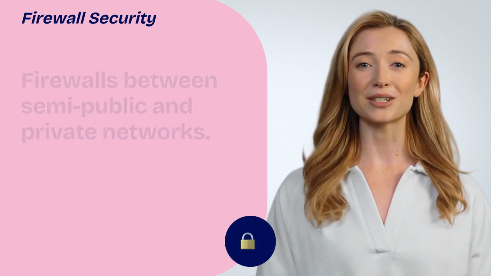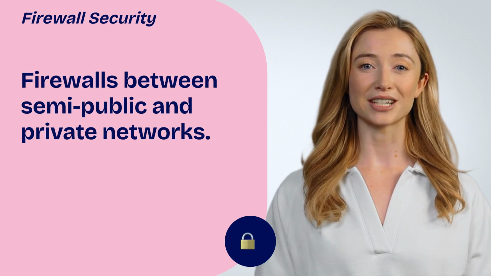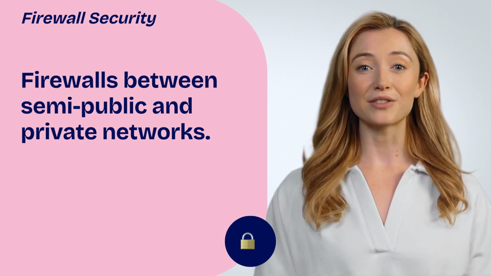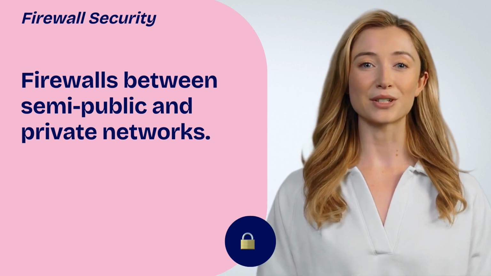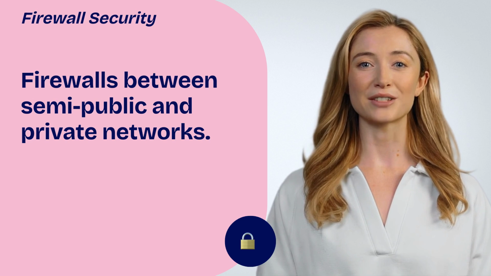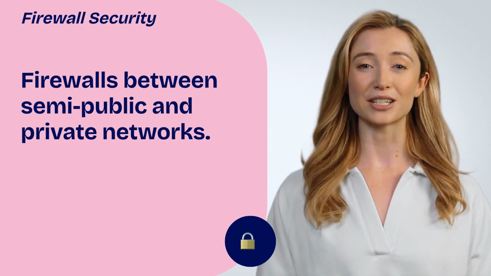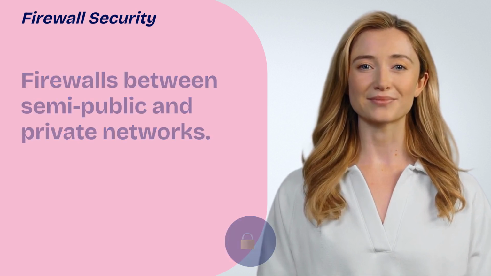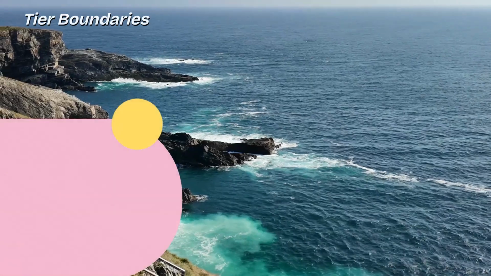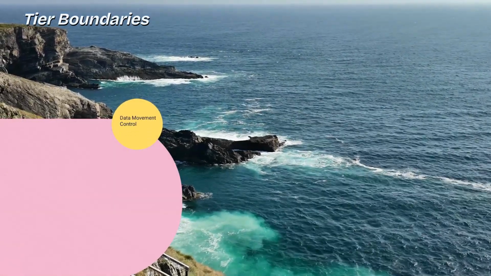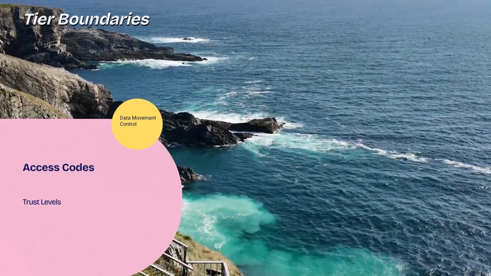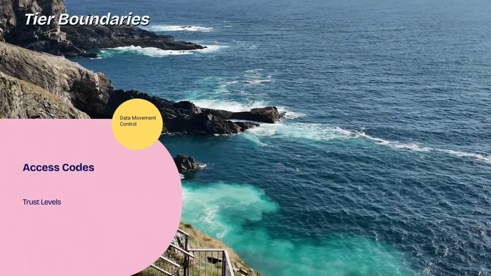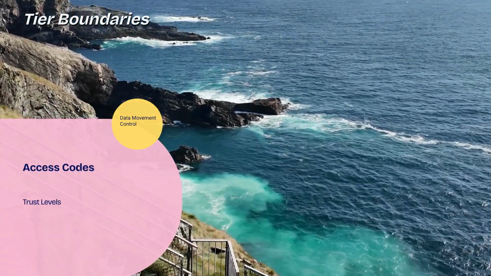Firewalls also sit between our semi-public and private networks, ensuring only authorized data gets through. This is akin to having locked doors between the public area and the VIP rooms. They'd control what kind of traffic can move from your website to your internal systems. They're also at tier boundaries, controlling what data can move between different levels of trust. It's like having different access codes for different parts of the mall, ensuring only the right people or data can move from one area to another.